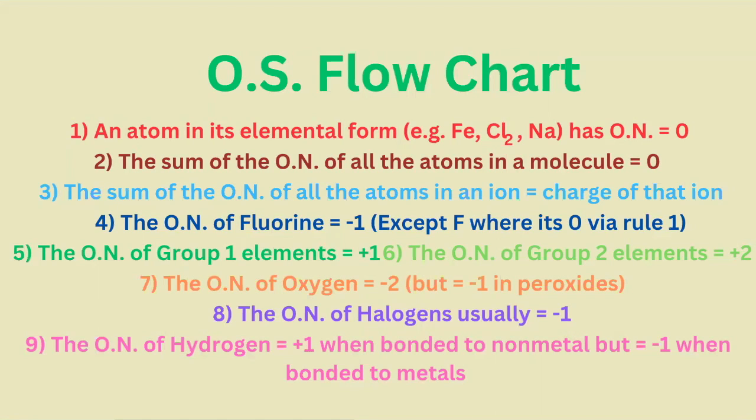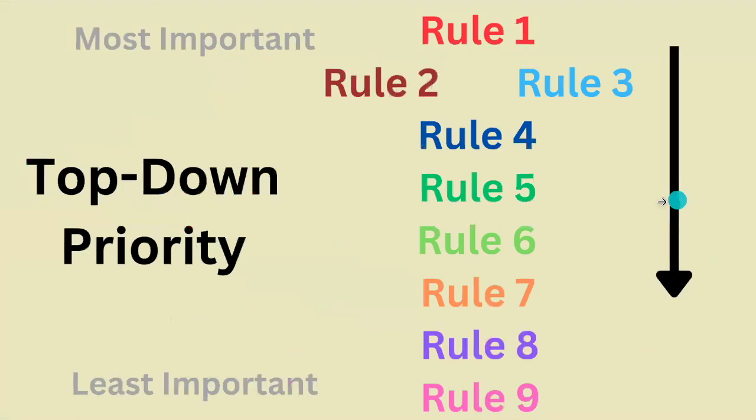In order to determine the oxidation state of our atoms of interest, we must follow the rules of the flowchart. And if you're unsure exactly what an oxidation state is, then I recommend that you check out the video in the description. This chart is a top-down model, meaning that the higher up in the chart the rule is, i.e. the lower the number, the more important it is.